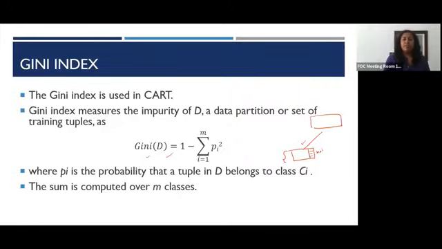So p_i is the probability that a tuple in D belongs to class i. You might have several classes, let's say A, B, C. So what is the probability that this tuple is in A? Then other possibilities are also there. What is the probability of the tuple being in class B? That is what you are basically doing, right?